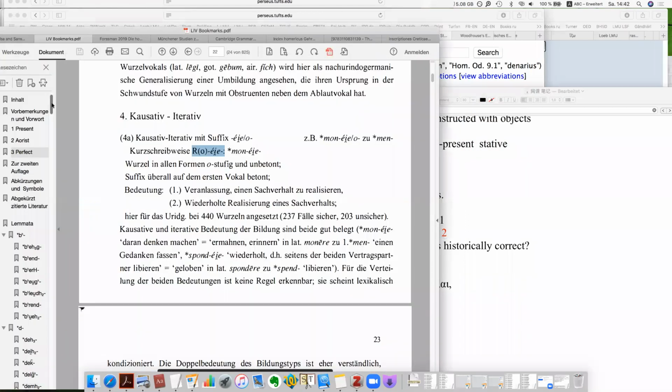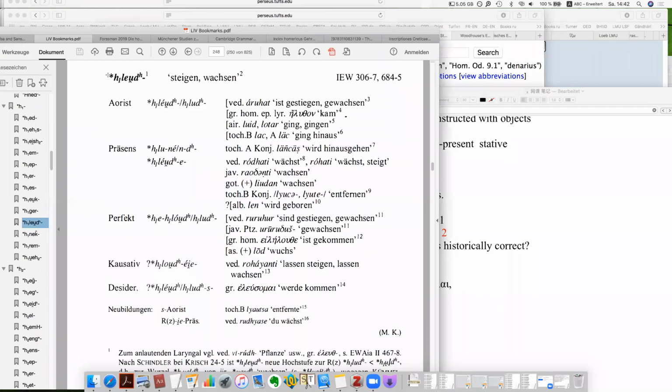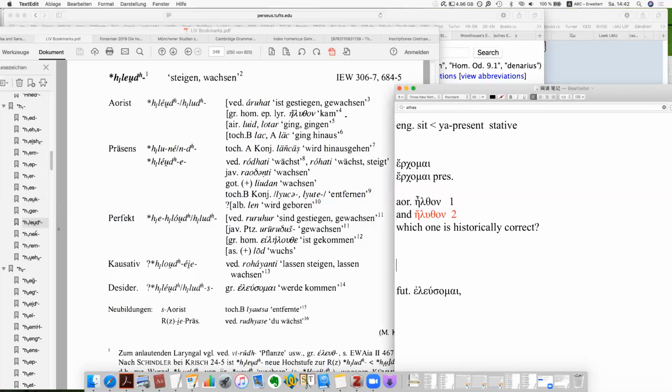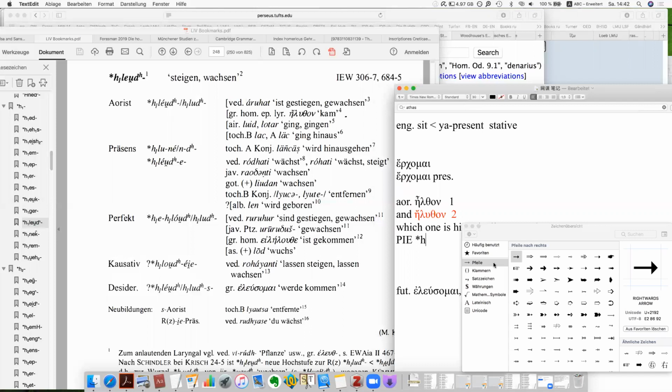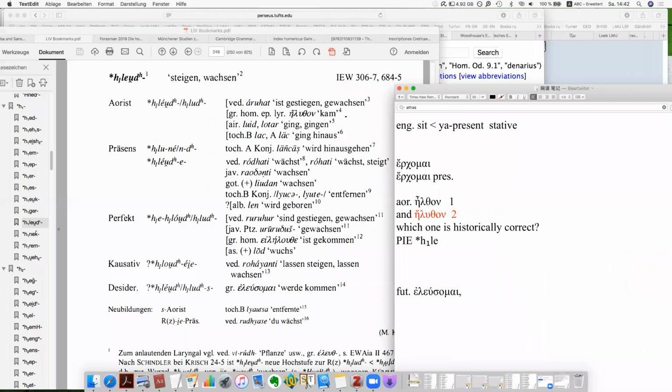So again, we need to use this dictionary. So the root means leud. Actually, sorry, the PIE root is called H1 leo de He. Wait a minute.